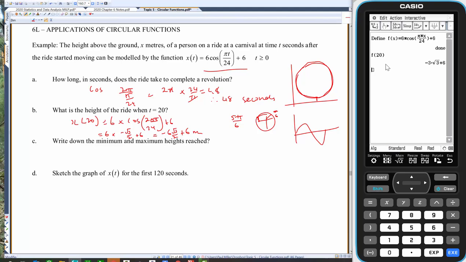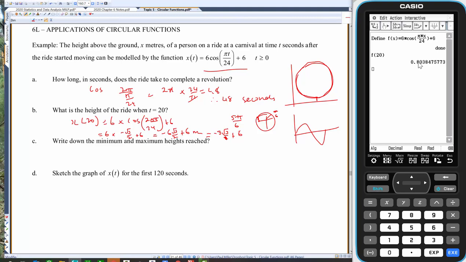All right, f of 20. Let's go into standard. What have they done there? They've simplified it a little bit, so we probably need to do that with our calculation as well. That's negative 3 root 3 plus 6. Okay, that would be, as an approximation, 0.8 meters. So after 20 seconds, you'd be a bit less than a meter off the ground.